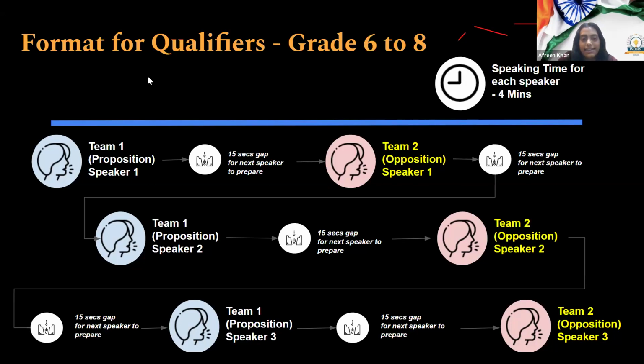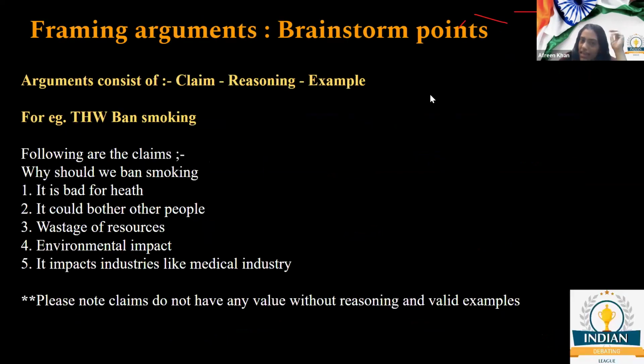Okay. So the idea is that arguments are supposed to have 3 things. The first thing is claim, which is also called assertion. The second thing is reasoning, and the third thing is example. Now, when you get the topic, the first thing you need to do is brainstorm and research. Research helps a lot with brainstorming points. So what should I say if I'm supporting the motion? Think through, ask the questions why, what, and how, and then try to elaborate on them.